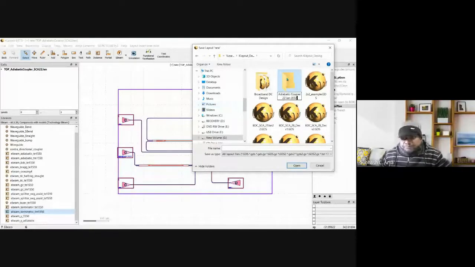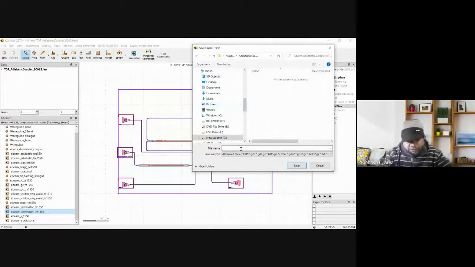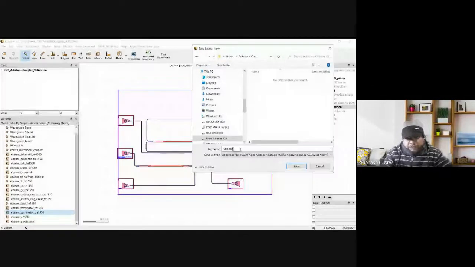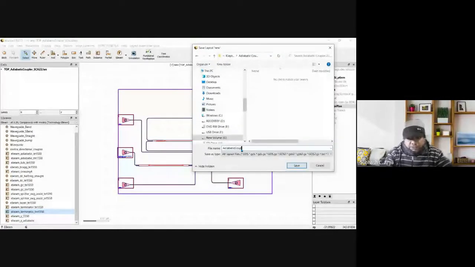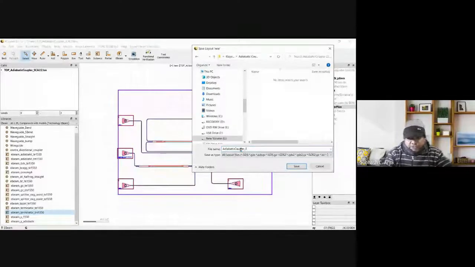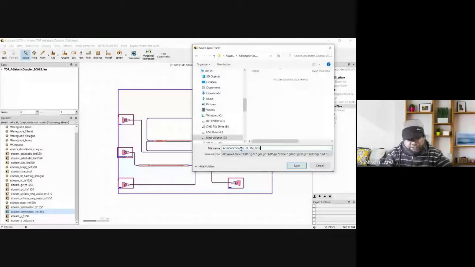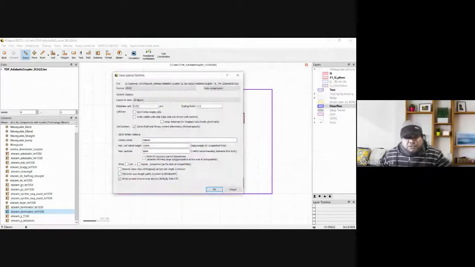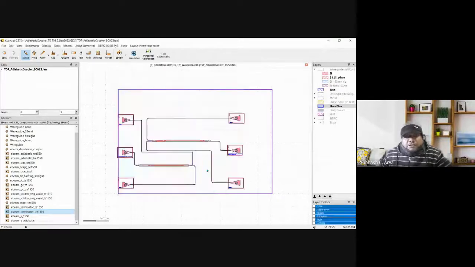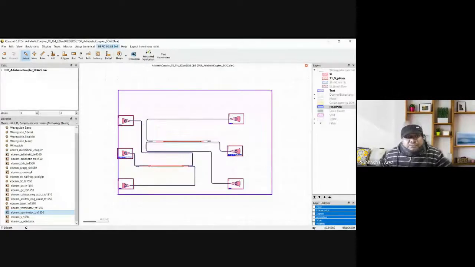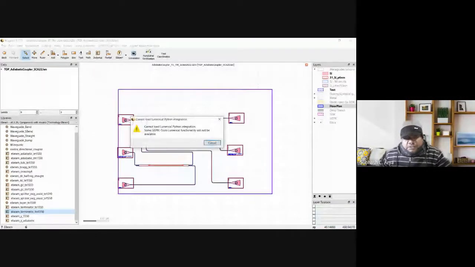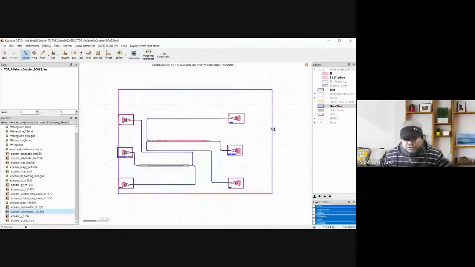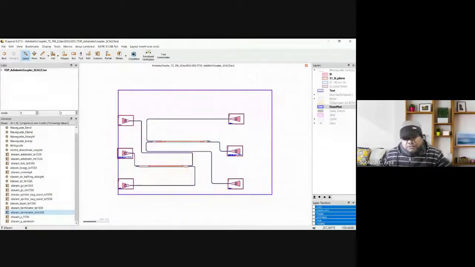Opening it here, adiabatic coupler TE and TM, so 22 Jan 2022. So this is the file name. Okay, so GDS layout has been saved like this. Now after that we can go for simulation, circuit simulation. Okay, cancel. Just wait here till it opens.